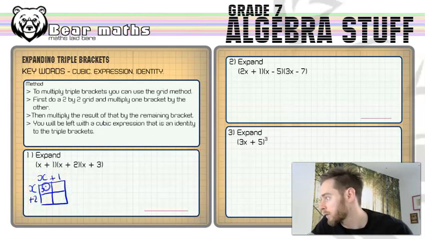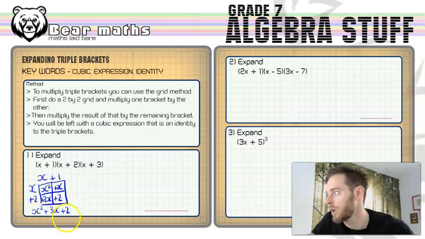X multiplied by x is x squared. X multiplied by 1 is 1x, so just plus x. X multiplied by 2 is plus 2x. And 2 multiplied by 1 is 2. Okay, so what I've got there is x squared plus 3x plus 2. Now that's the expression I'm going to need to multiply by my last bracket.